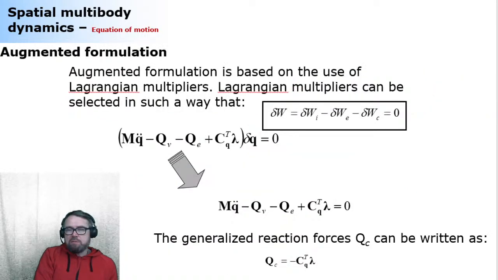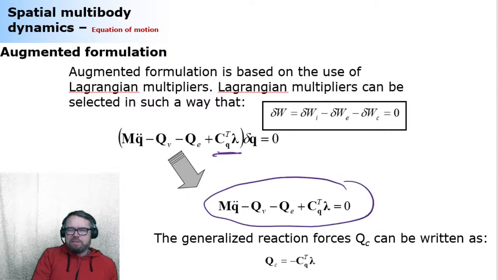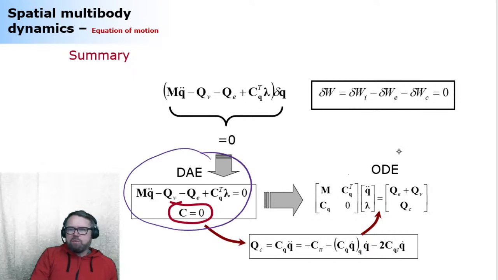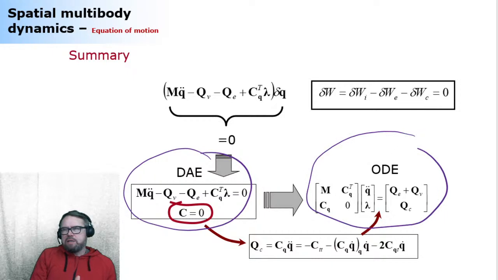When using these Lagrange multipliers, you get one extra component, which is a Jacobian matrix. That's the constraint, differentiated once with respect to your tensorized coordinates, multiplied by the Lagrange multipliers, and then you get this differential equation. But this differential equation needs some additional information, and that is that your constraint has to be equal to 0. So you have this differential algebraic equation, which you can convert to an ordinary differential equation.